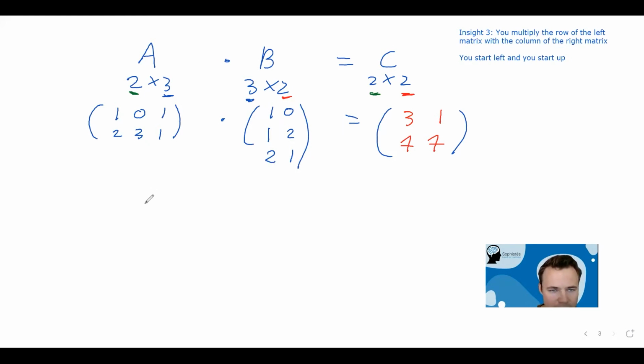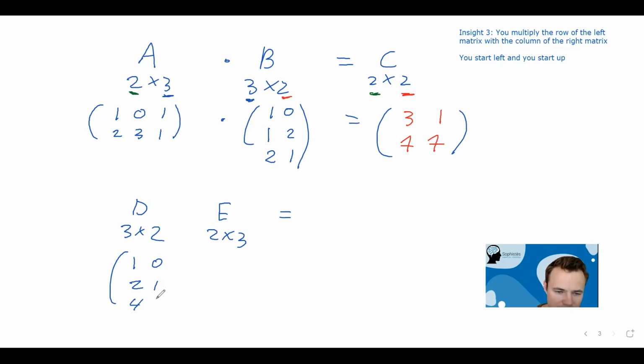Let's say that we have the following. C is a 3 times 2. And I actually already used the letter C. Let me take a different letter, let me use D. And then here we have 2 times 3. And then it will look like this: 1, 0, 2, 1. Let's make it a 4 and a 1 here. And then times 1, 2, 0, 0, 1, 3. Okay.